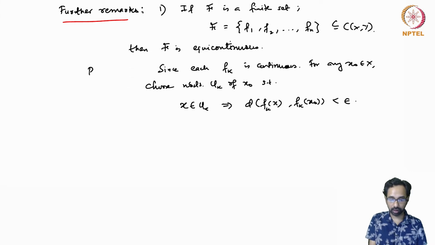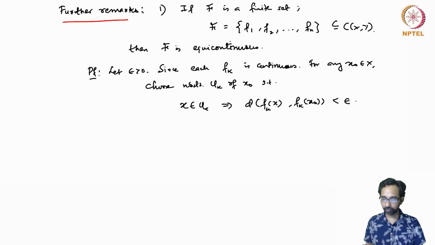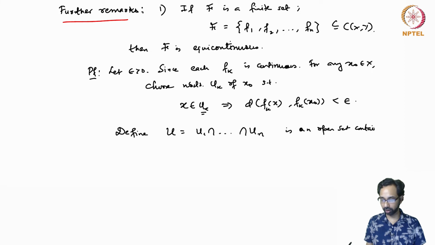So we start, of course, with an epsilon greater than 0, and we use the continuity of each of these functions f_k to get these neighborhoods U_k. Now define U to be the intersection of all these neighborhoods U_k. Then this is an open set containing x0, because x0 is contained in each of these U_k's, so the intersection also contains x0.